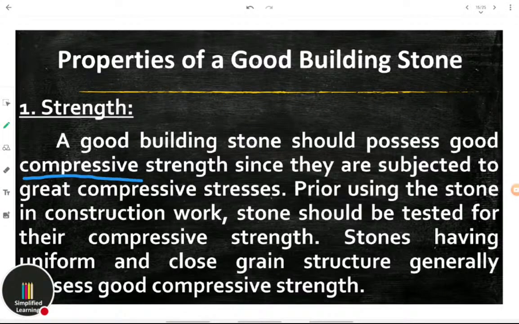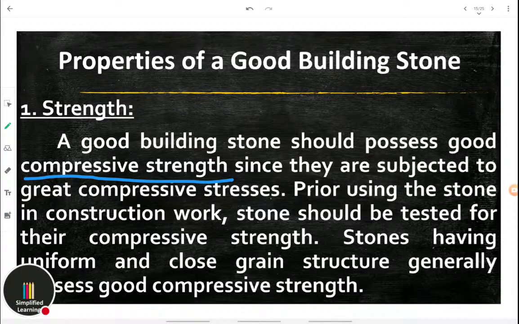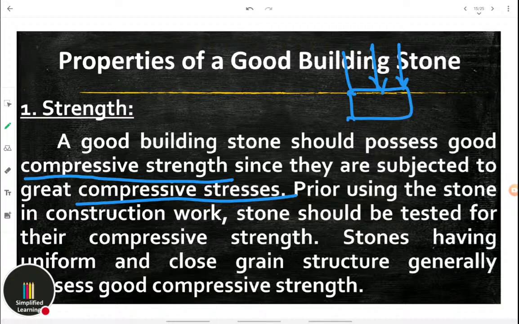Because whenever we are using a material in construction, the very obvious stress that the material is going to receive is the compressive stress. For example, this is the stone and this is the force being exerted on it. Since we are applying compressive stress on the stone, it should possess good compressive strength.